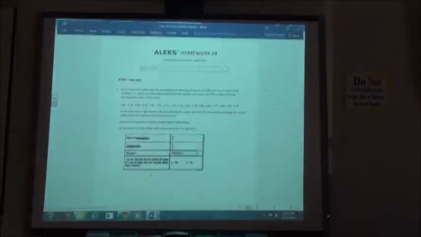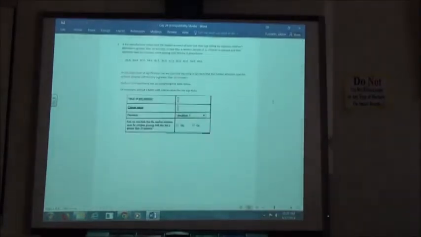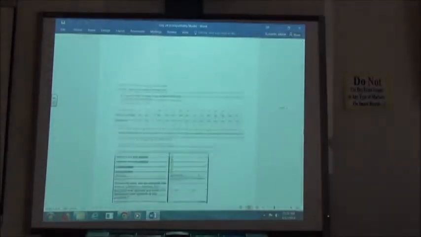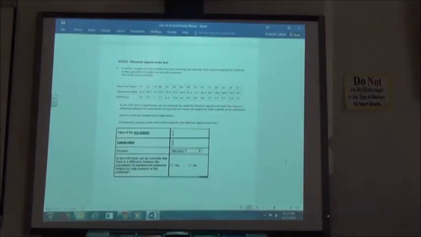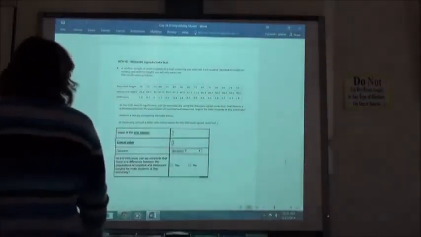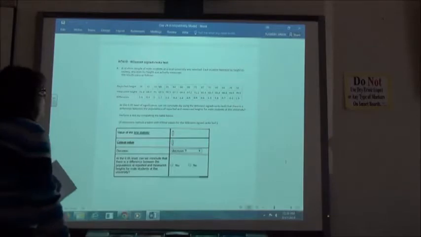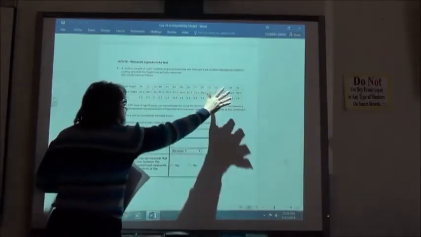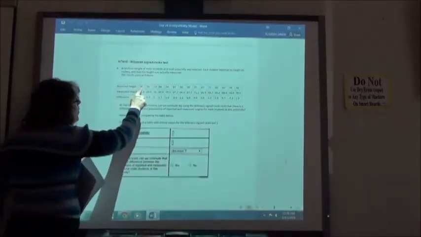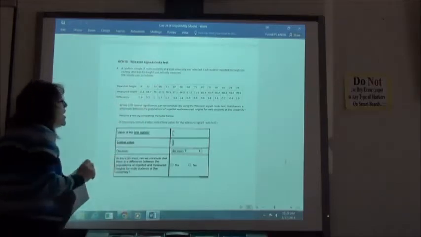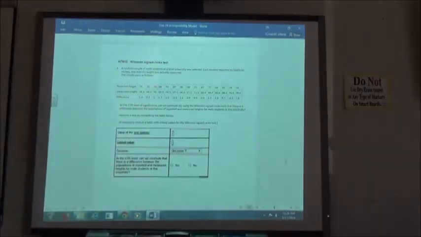So, day 24, if I go back to problem number 4 where I left off, it says, a random sample of male students at a local university was selected. Each student reported his height in inches, and his height was actually measured. The results were in the table below. So this is very similar to what the previous one looked like. He reported 74. His actual measured height was 72.4, a difference of 1.6.